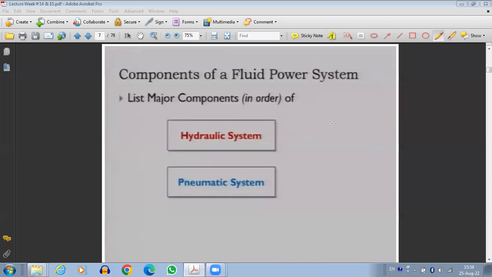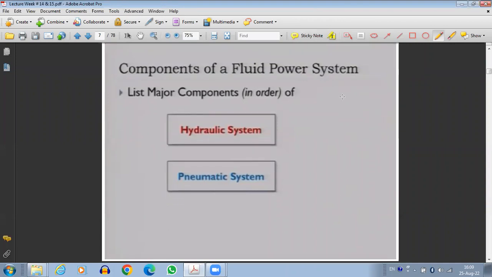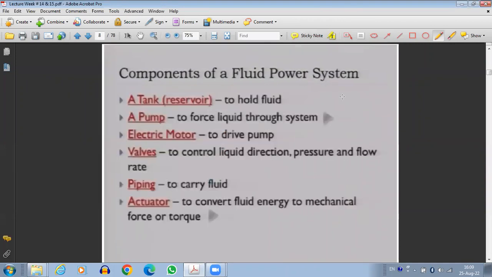Okay, so now let's discuss the different components of the fluid power system for the case of both hydraulic systems as well as pneumatic systems. Let's talk about a hydraulic system. In case of the hydraulic system, we have three things which are needed for hydraulic power generation.